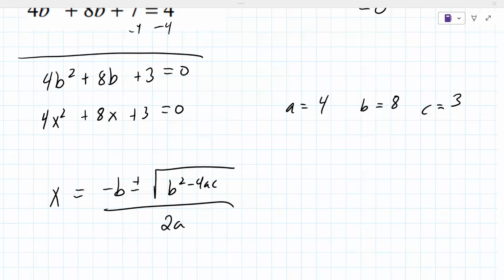Okay, I got x equals -1/2. Okay, anything else? And x equals -3/2. Those are both correct. Very good. You did really well on that one.